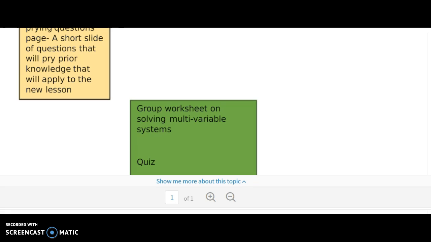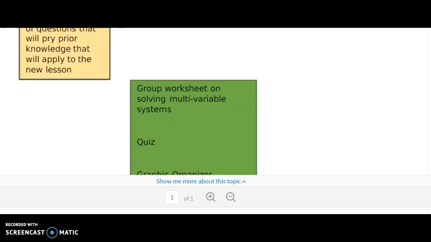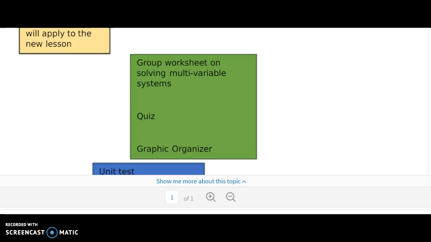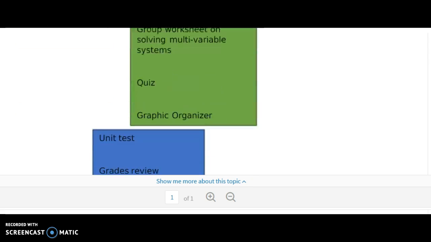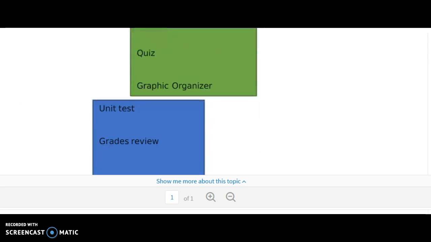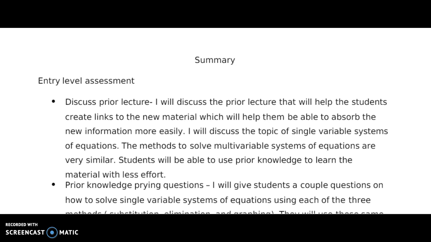which includes group worksheet on solving multivariable systems, a quiz, and graphic organizer. For the summative assessment, it includes a unit test and grades review, which is where I talk with the students one-on-one about their grades and how they're doing and what we need to do to improve. Here is the summary of the assessment map, where it just goes into a little more in-depth of each assessment.